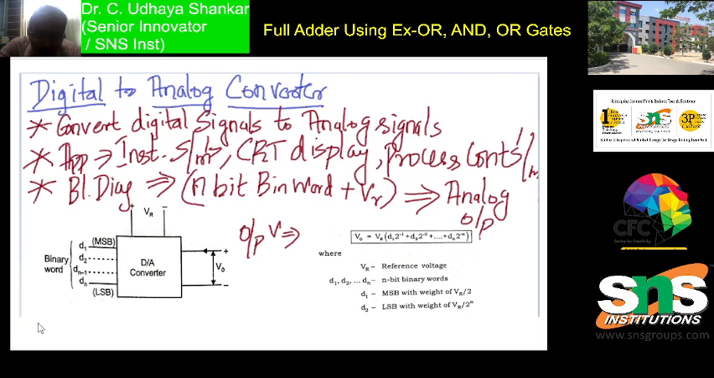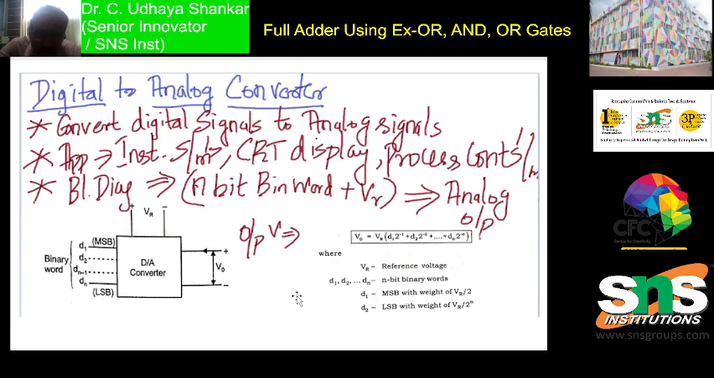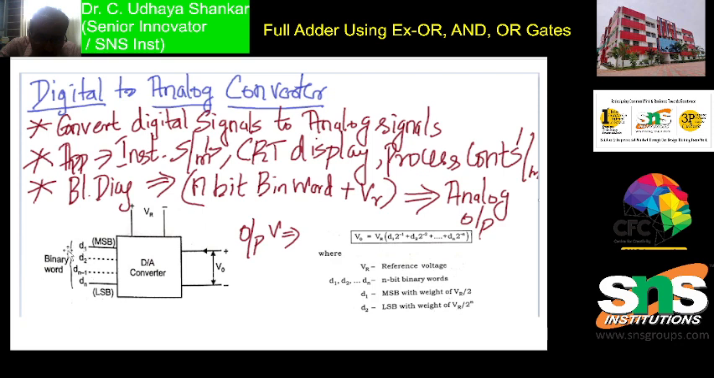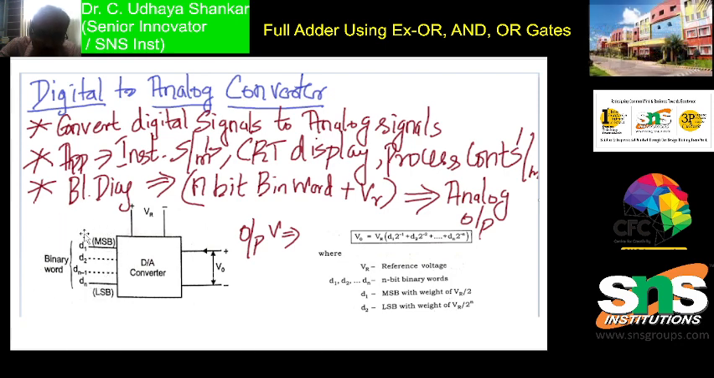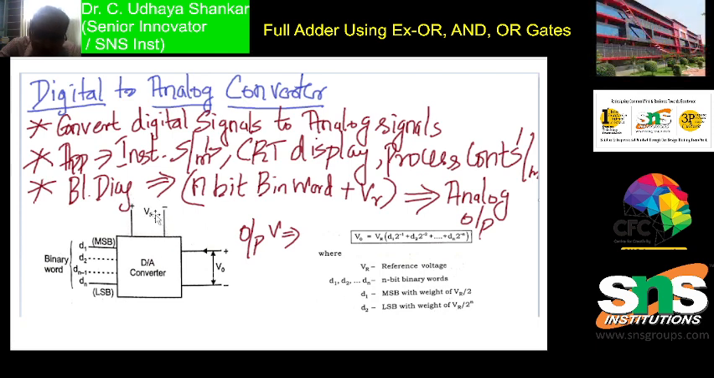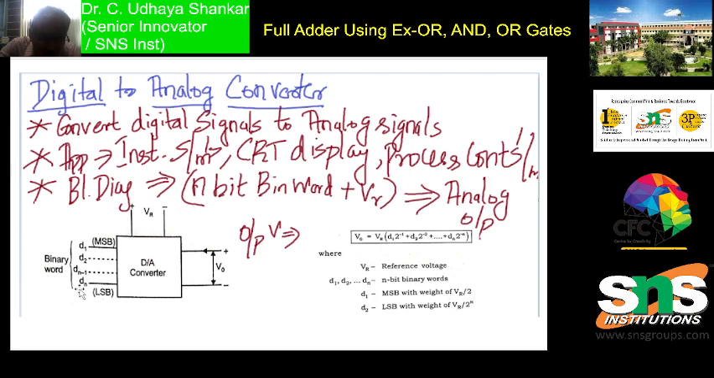Here you can see the block diagram of the DAC, that is the digital to analog converter. It has an n-bit binary word, that is D1, D2, up to Dn. D1 is the MSB, whereas Dn is the LSB. This is the binary word which we are going to input, and along with that we give the reference voltage. This reference voltage will be added according to the digital binary input, and finally the output voltage will be derived.